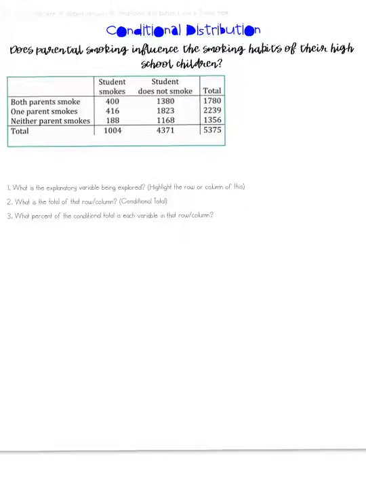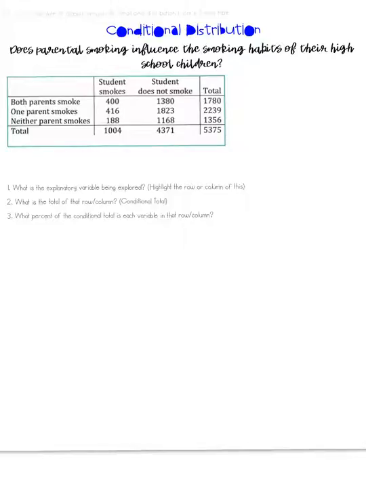So what is the explanatory variable being explored? And you would highlight that. And then what is the total of that row or column? That's your conditional total. And then what percent of the conditional total is each variable in that row or column. And when I say row or column, you're locking into one of those depending on what your question is asking of you.